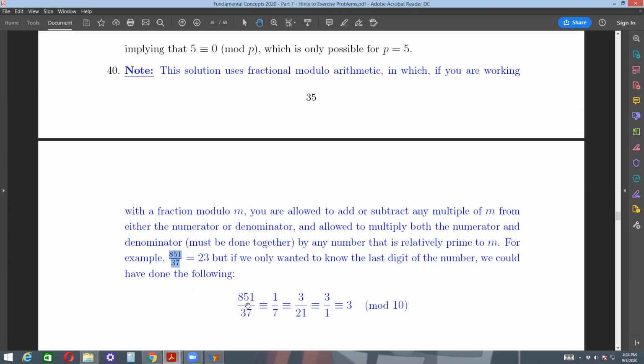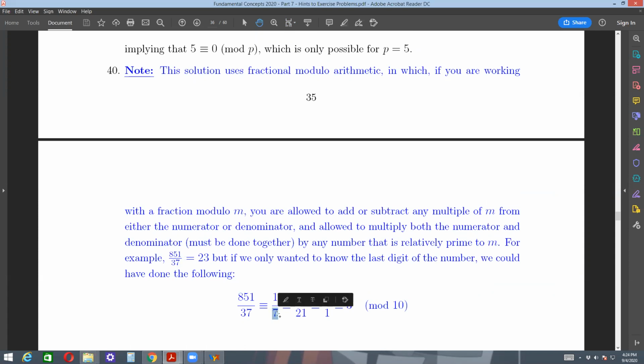To do that, I could start with 851 is congruent to 1 mod 10. 37 is congruent to 7. So this fraction is actually congruent to 1 over 7. What you're trying to do is make the denominator 1 somehow by using multiplication and then addition and subtraction. So I'll need to multiply this by something. If I multiply it by 3, then this will become 21, which is 20 plus 1.